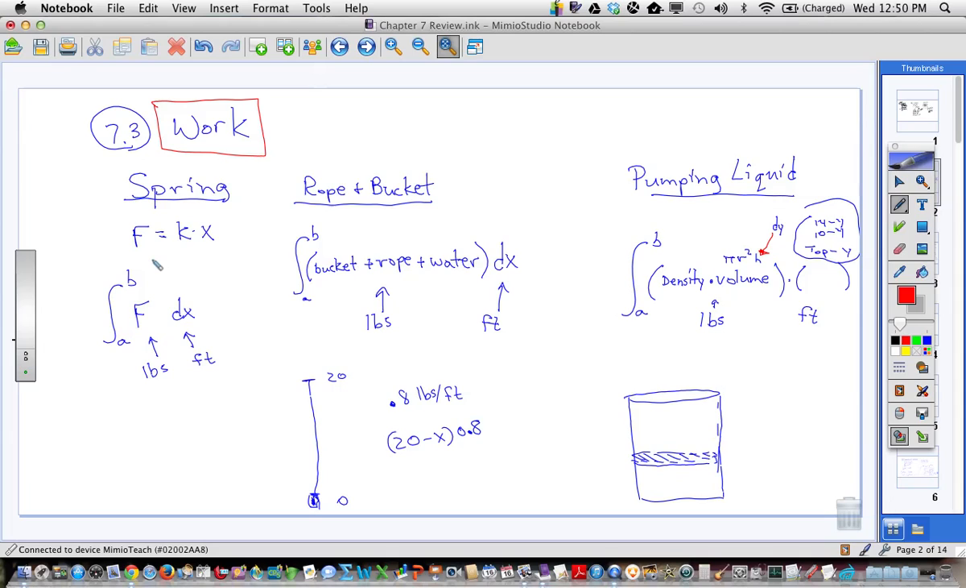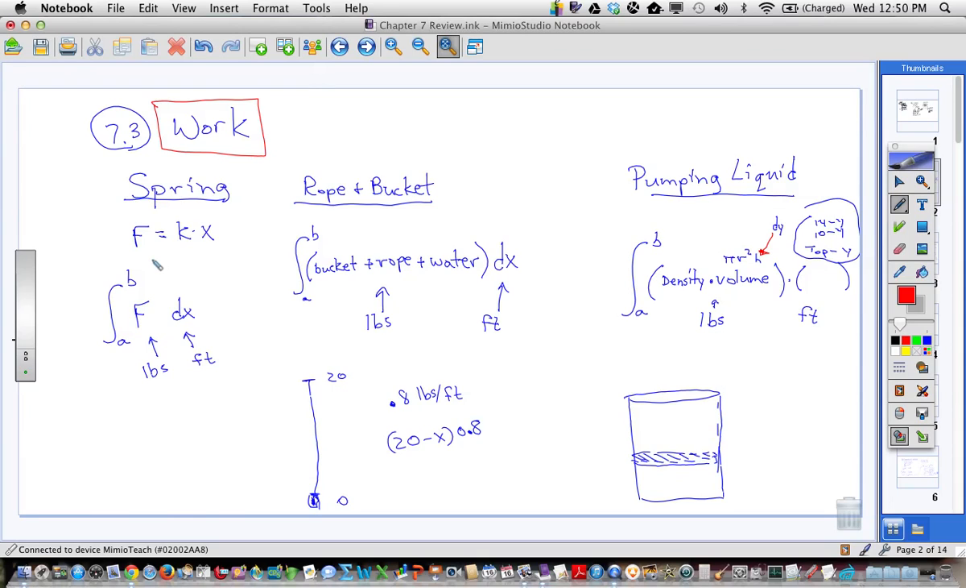Then we have the pumping liquid, which is a little different. We're going to take this slice and we're going to pump it up, usually over the top or however far. So what we need is pounds. The way we get pounds of the liquid is the density, which you'll have to be given in the problem, times the volume. The only type I'll give you would be a circular kind of slice. So the volume of a circular slice is pi r squared h.